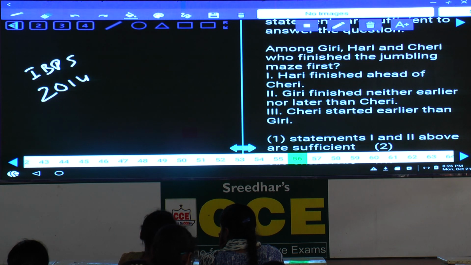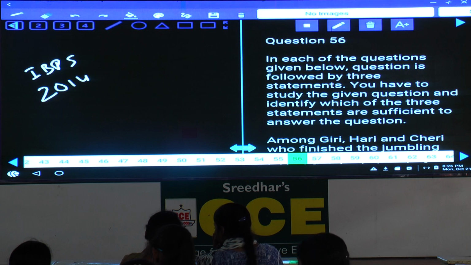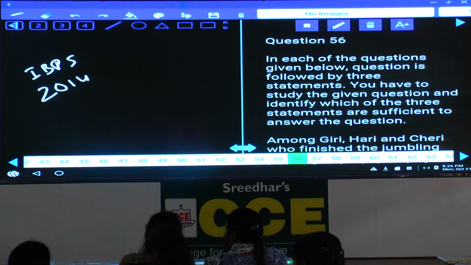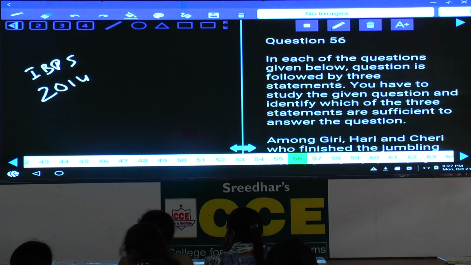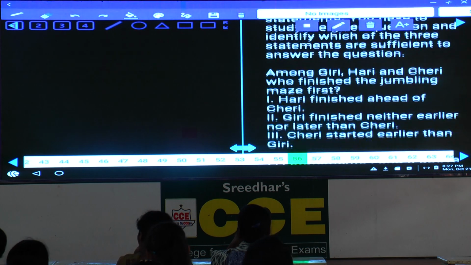By giving all the 3, the first time he has introduced these 3 statement data sufficiency in 2014 IBPS. At that time he gave pre-described choices like this: only 1 and 2, only 1 and 3, only 2 and 3, and each statement alone, and all the 3. That means we can get the answer for each and every question. There is no choice where even by combining all the 3 we do not get the answer. That means we can definitely get the answer. Now we need to find out which statements are required.